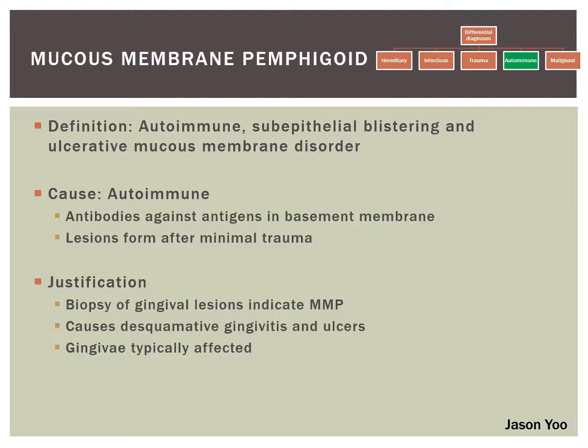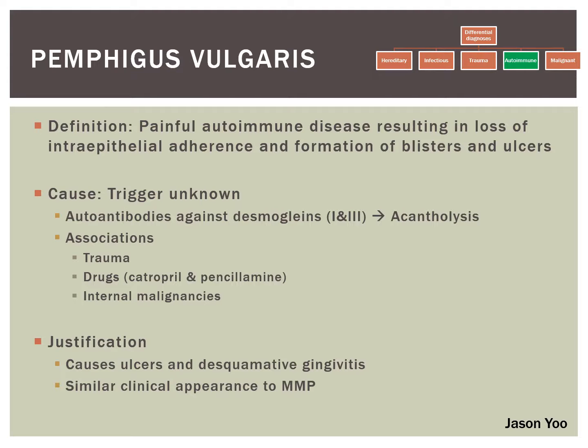Several autoimmune disorders coincide with the patient's clinical signs. Biopsy of the gingival lesions has indicated mucous membrane pemphigoid, shortened to MMP. It is an autoimmune, subepithelial, blistering, and ulcerative mucous membrane disorder where antibodies are directed against antigens in the basement membrane. This results in separation between the epithelium and the underlying connective tissue, leading to formation of lesions after minimal trauma, including desquamative gingivitis and ulcerations.